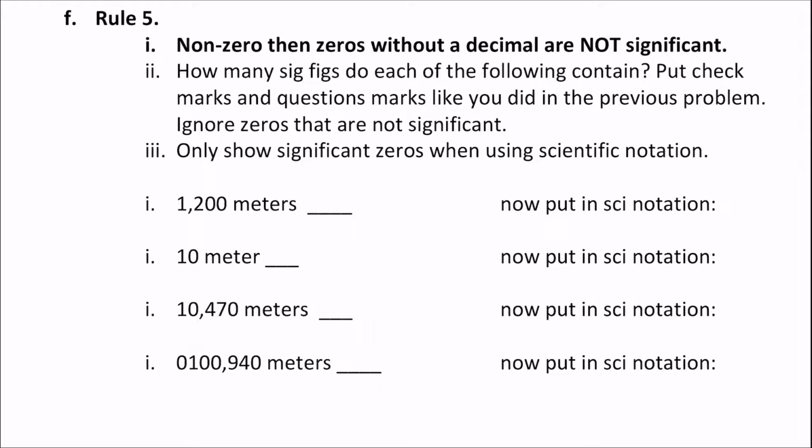Okay, so rule 5 is non-zero, then zeros without a decimal are not significant. So this would be like 100. This is a non-zero, so that one counts. But because there's no decimal point mark, we know the decimal is really there, right? But in chemistry, this actually is different than this. This one doesn't say it has that decimal there. So these are not significant. So this 1 is a guess. So this only has 1 sig fig.